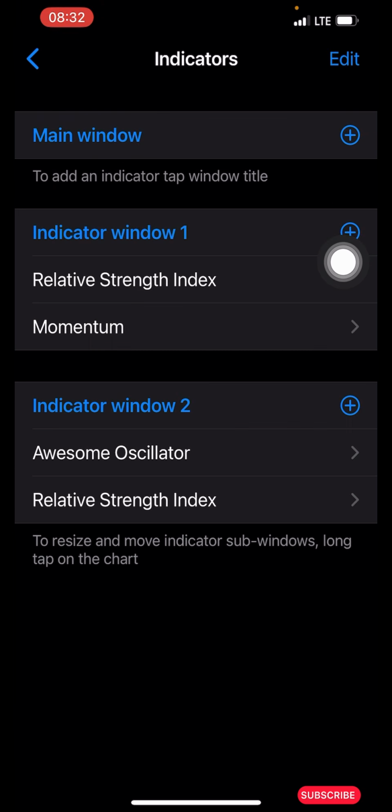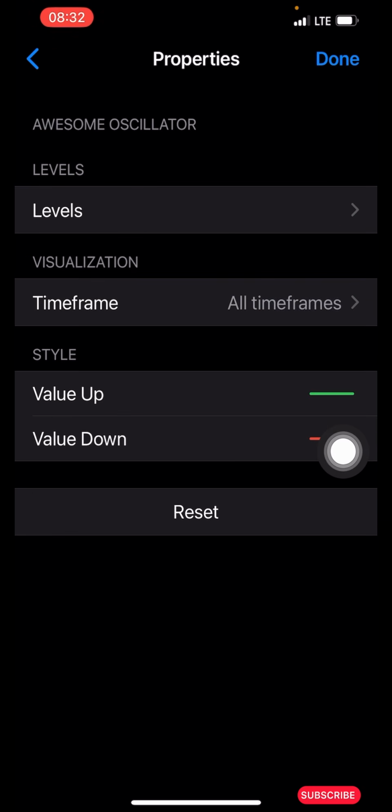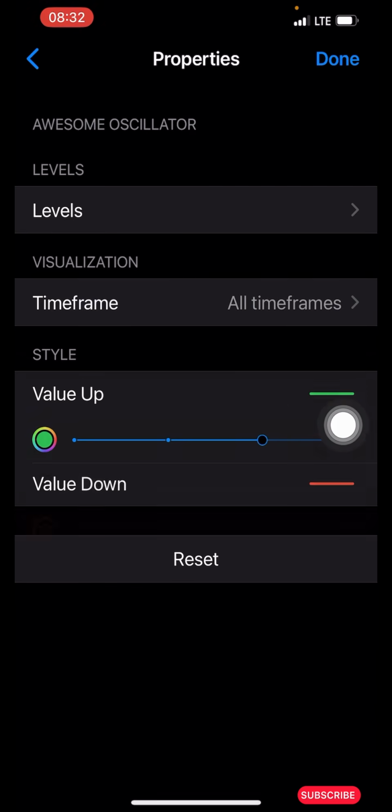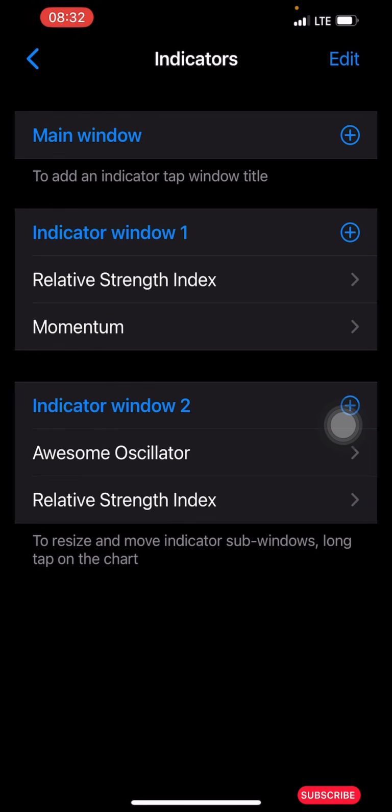So you click on the F icon again. Now in order to add the second indicator, you are going to be clicking on the main window plus icon again, and then you search for your awesome oscillator. For the awesome oscillator, you can use the default setting, or you make the line a little bit bolder using the volume up. You can see I'm using 3 pixel for this one, and that's it. After that, you click on done.